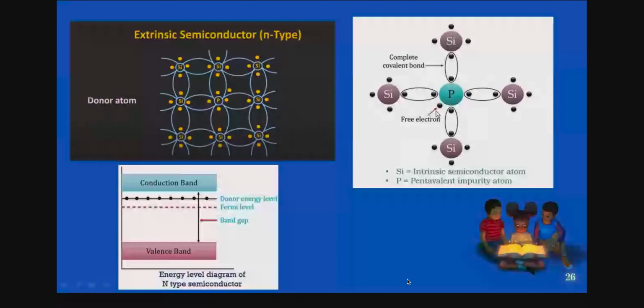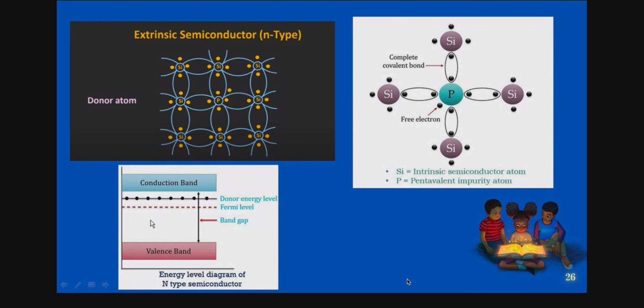Now coming to the energy band diagram, just as you observed in the p-type. In an n-type semiconductor also, there is a level at the bottom of the conduction band, which we call the donor energy level, isn't it? And as usual, the separation between the conduction and valence band is called the forbidden gap, or the energy band gap, or simply the band gap. Now you can see the Fermi level is very near to the conduction band here.